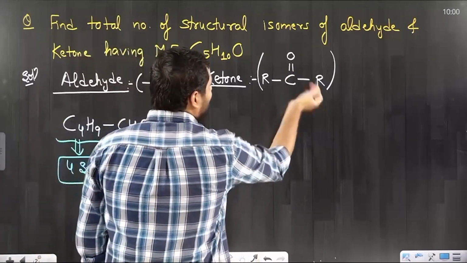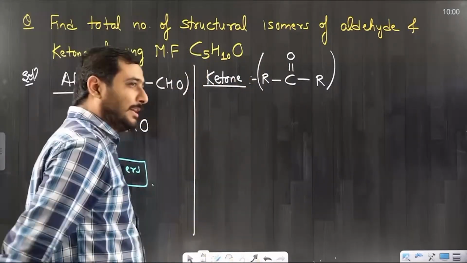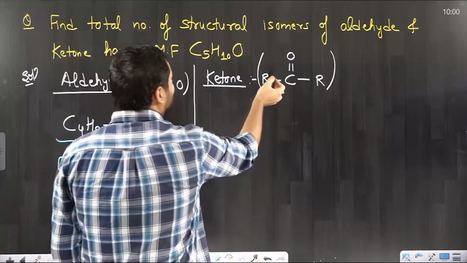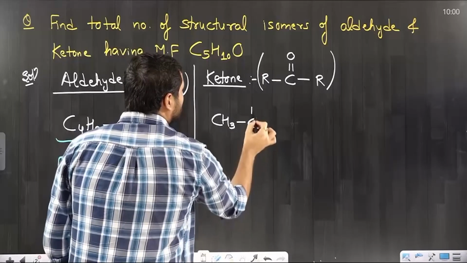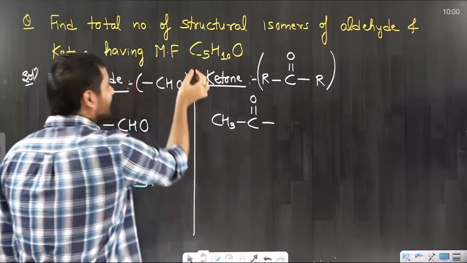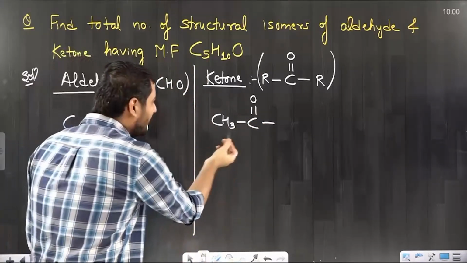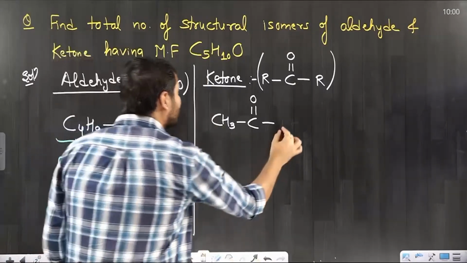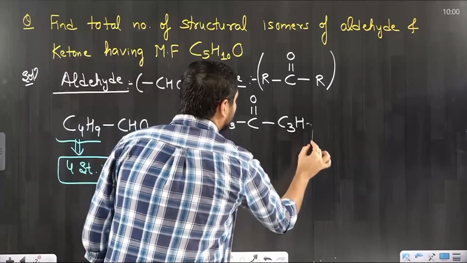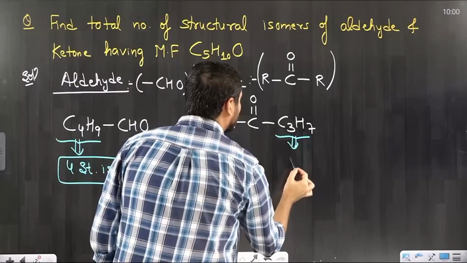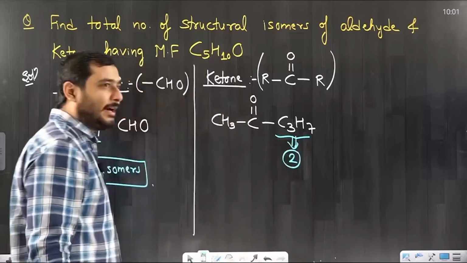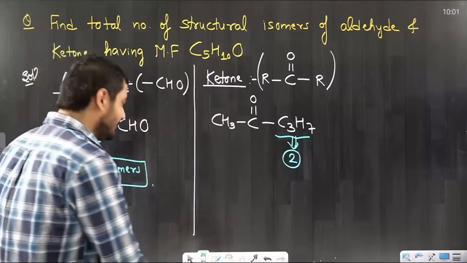Now R C double bond O R. First focus on this question, then I will tell you all about this. First start with the simple alkyl group CH3, C double bond O. Total 5 carbon atoms are present. 2 we have written. Remaining how many carbon atoms? 3. So C3H7. And in C3H7, how many isomers are possible? We all know 2 isomers: one is normal propyl and one is isopropyl.